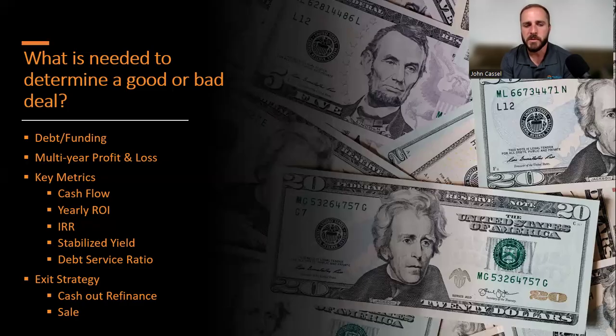IRR, or internal rate of return. This is a metric that analyzes the return of a property. It takes into account the time value of money. So it takes into account multiple years, the income coming in, income going out for multiple years, and then a sale at the end of that. So it takes into account all these different factors. It basically discounts the money as time goes on. So the money that you're getting out of the property, say in year 1, is worth more than in year 5. So it's a good factor.